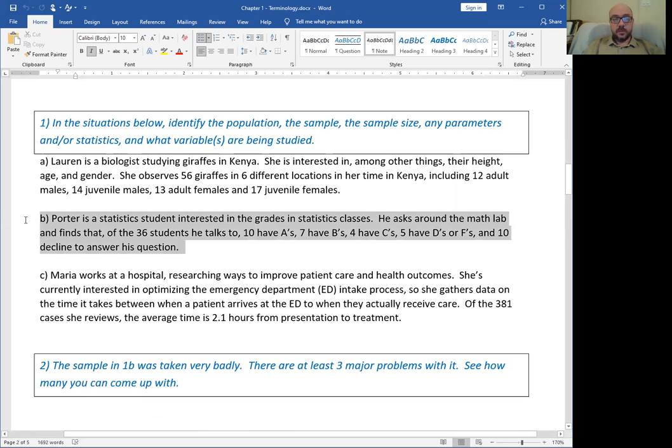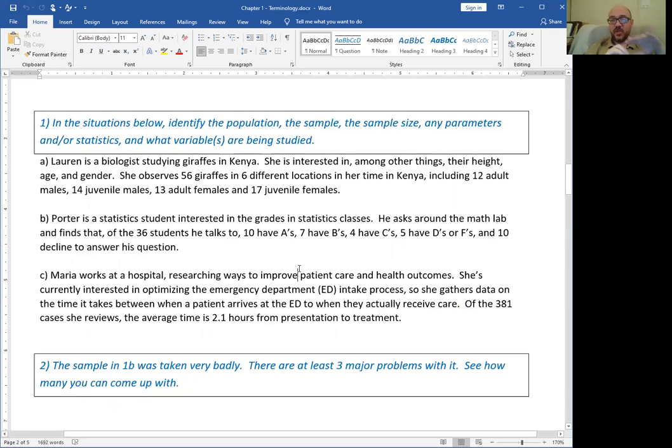So for instance, right here, Porter is going around the math lab asking people, what is your grade in statistics? He doesn't know everybody in the math lab, and so he's essentially walking up to strangers and asking what their grades are. So that right there is a huge problem. You can't ask people personal information out of the blue and expect to get a reasonable answer. That's just not a thing that's going to happen. It's a particular kind of bias called response bias, where the response to your question is likely to be biased. People who don't know you are probably not necessarily going to be inclined to tell you the truth. They'll probably tell you something that makes themselves look better, right?